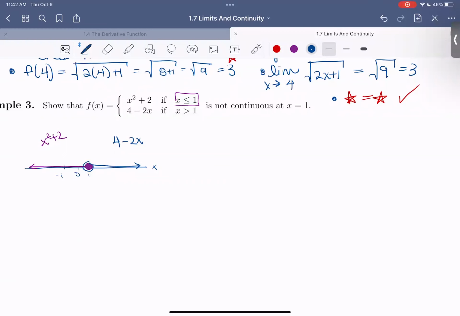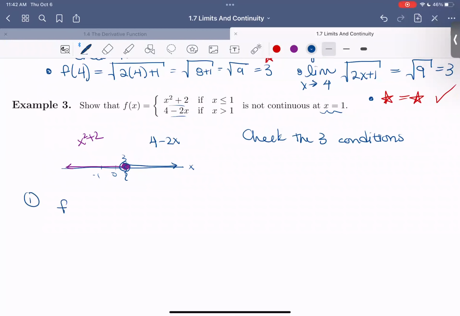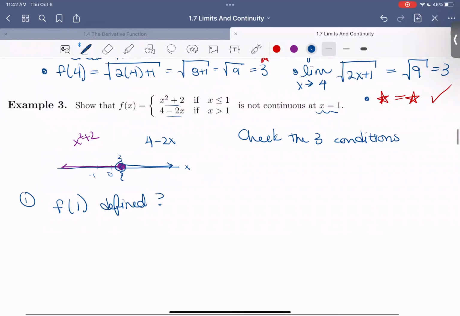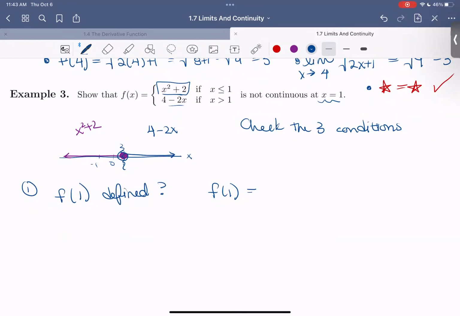So now let's continue to check whether or not our graph is continuous at this point where the two definitions of our function meet. We need to check the three conditions. Number one, is f of 1 defined, or does it exist? Well, when x equals 1, we follow the first rule. So f of 1 is equal to 1 squared plus 2, which is 3. So check, f of 1 exists.